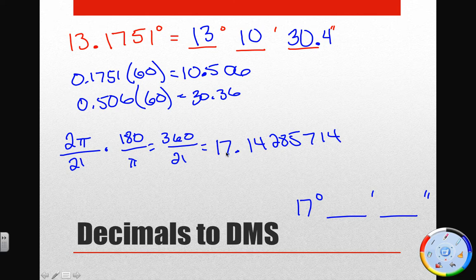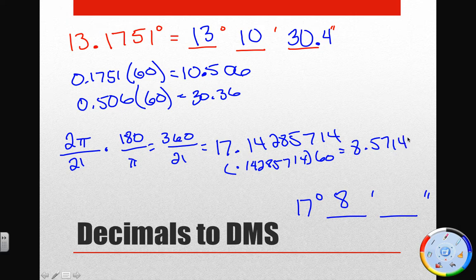So here's what I do on my calculator. I keep that number there, and I just subtract 17. So I get, on my calculator, 0.142857, and it keeps the whole decimal. I'm going to multiply that number by 60 to get the number of minutes. So here I get 8.57, 1428571, that sort of junk.